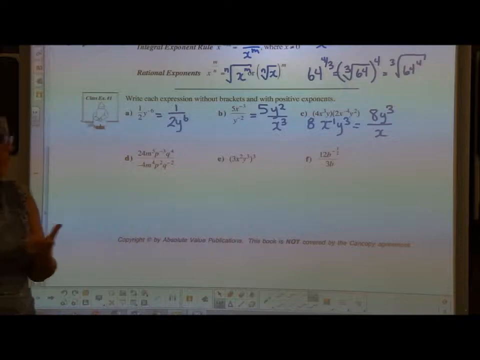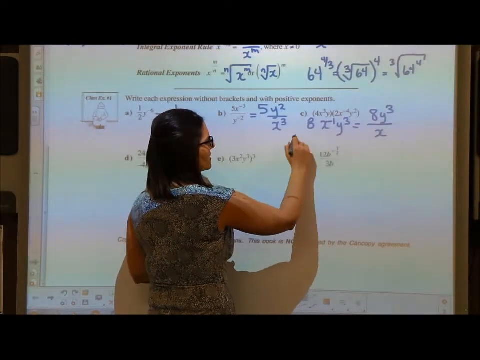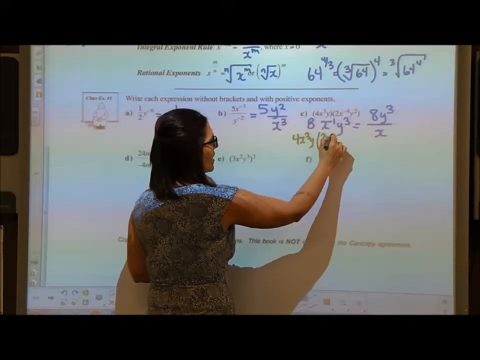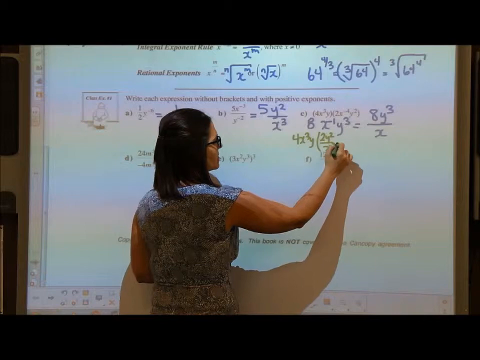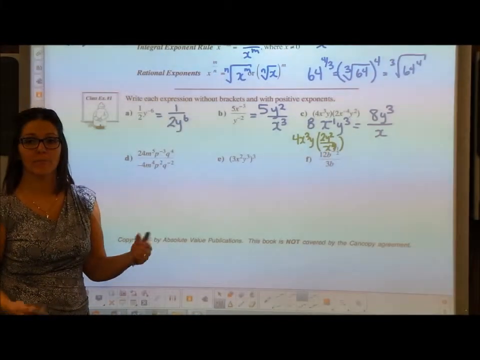I could do it the way that you were saying, Rachel. And I could put that 4x cubed times y and 2y squared over x cubed. Or sorry, x to the power of 4. It would just take an extra step.